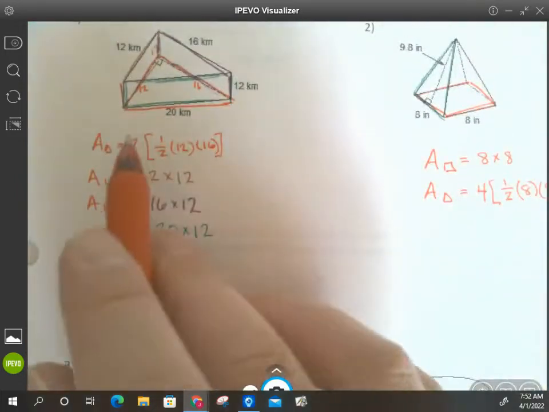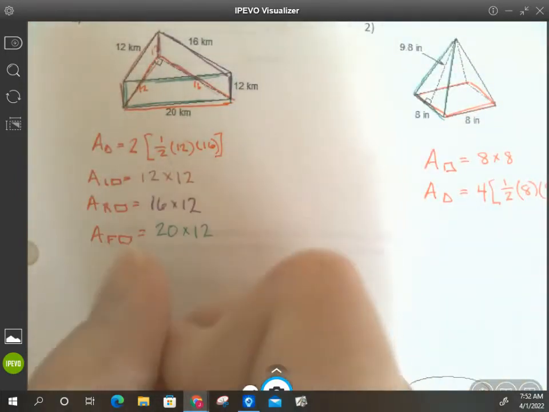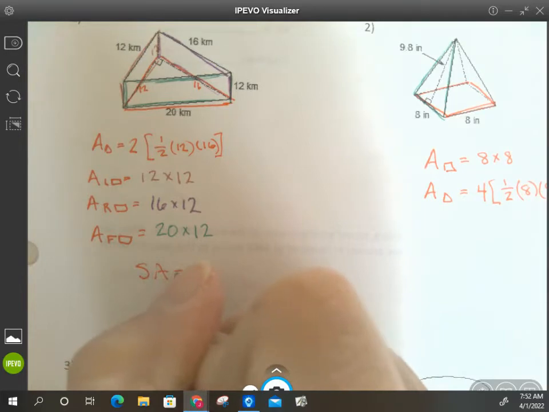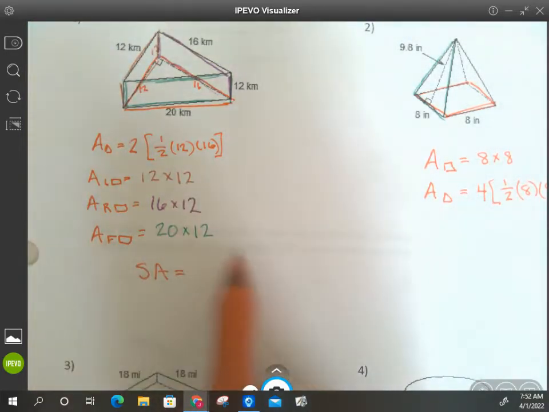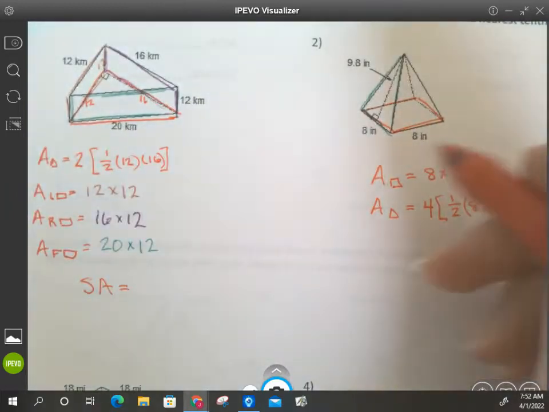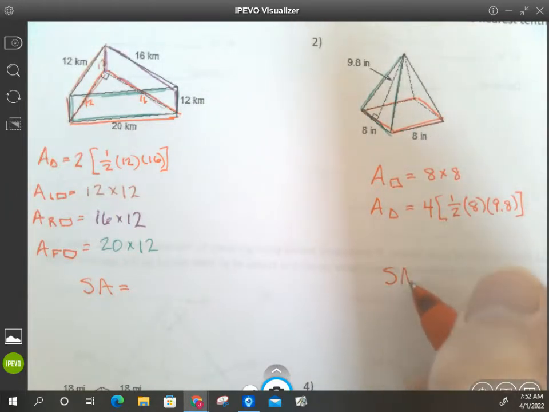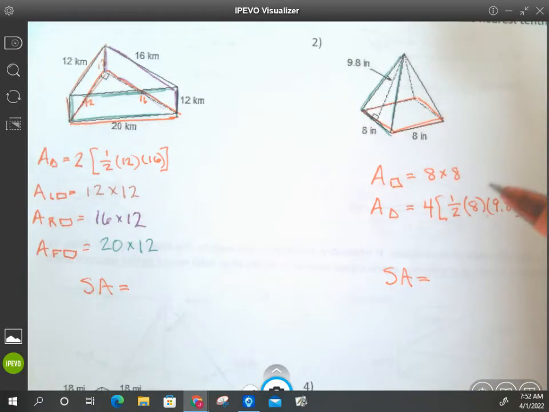Notice I have A's on all these. That's just because that's the area of each side. Your final answer will be the surface area. So let me put a little SA here, and you can circle that. Same thing here. The reason I have area on all these is because I was giving just the area of each part. When we put it together, that is considered the surface area.